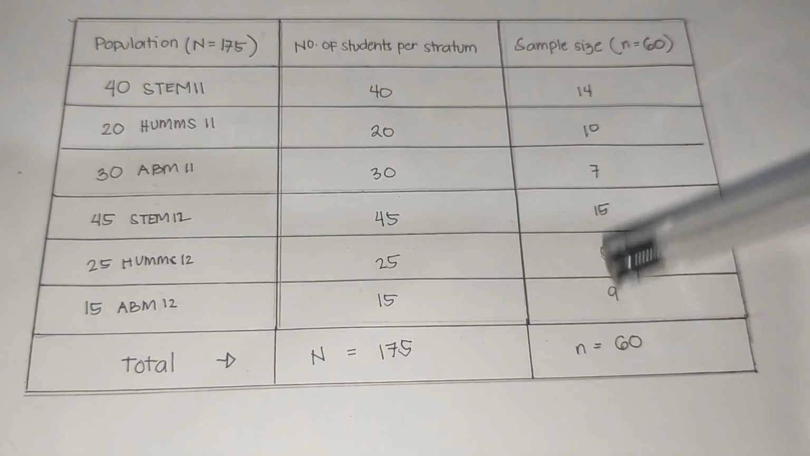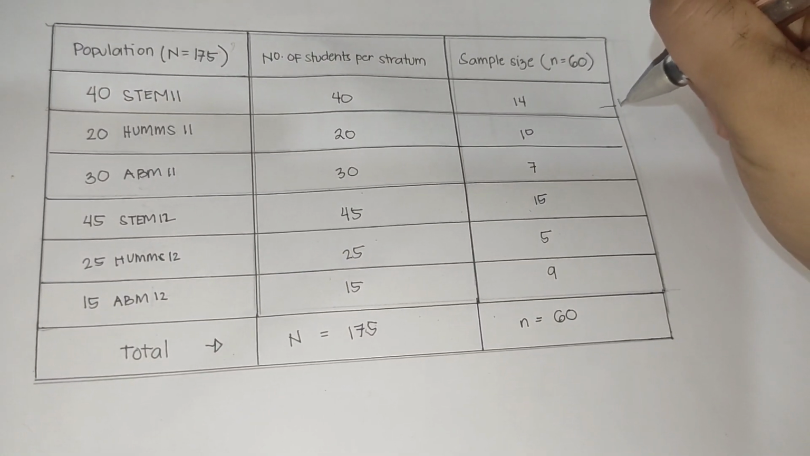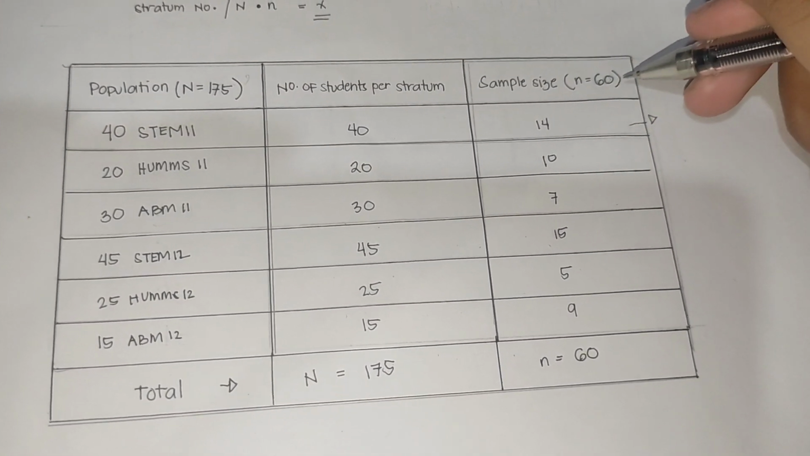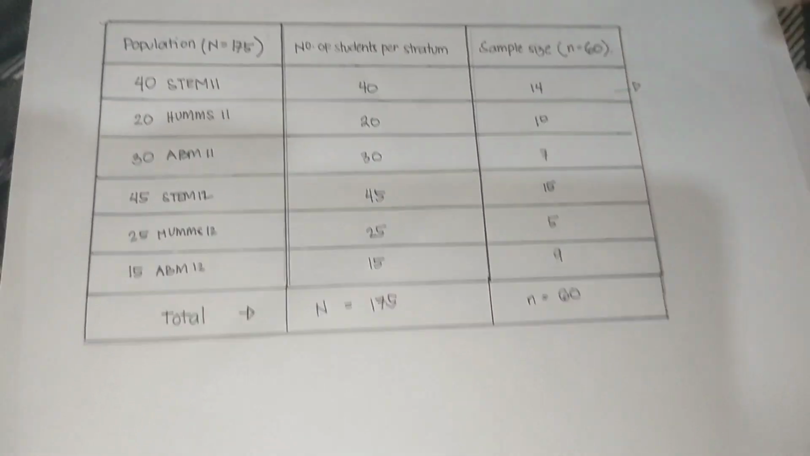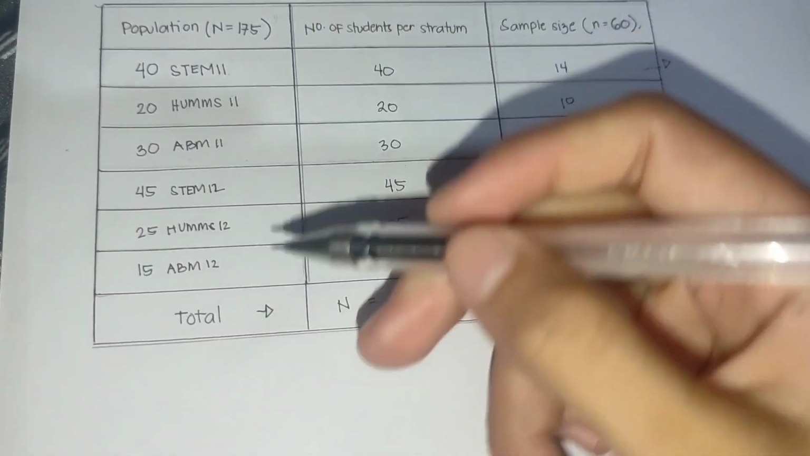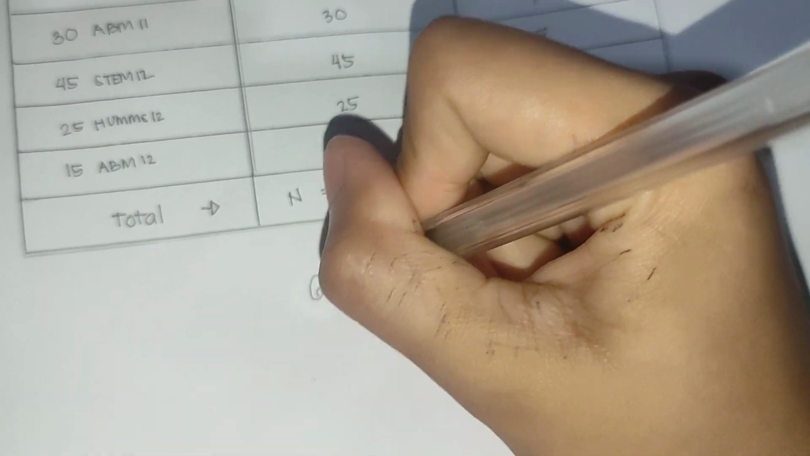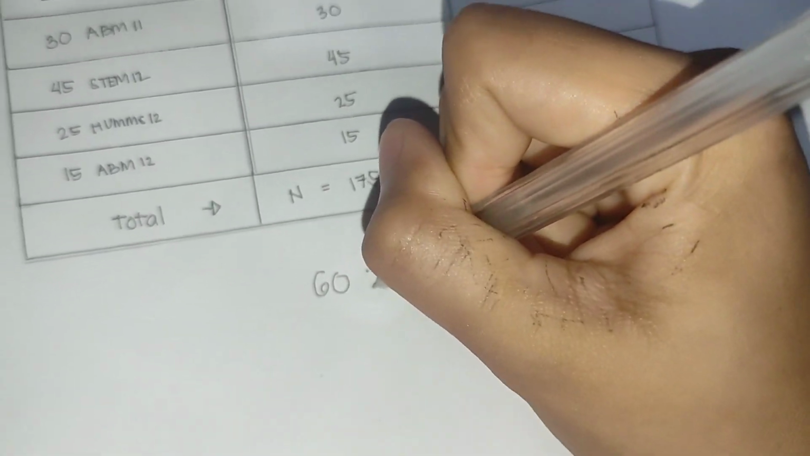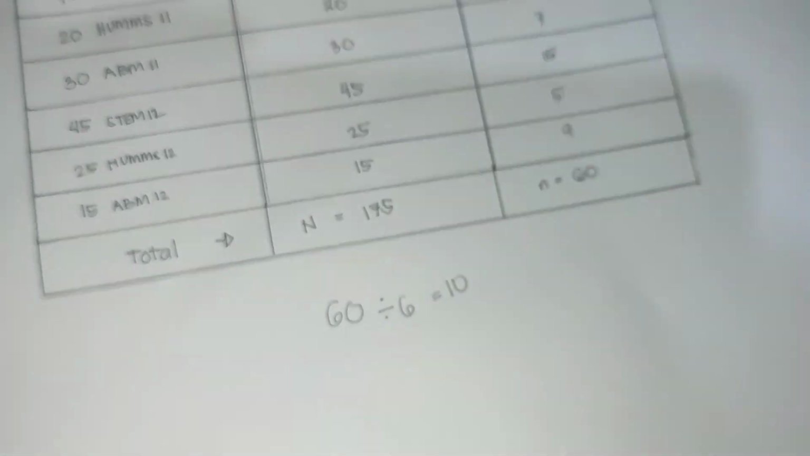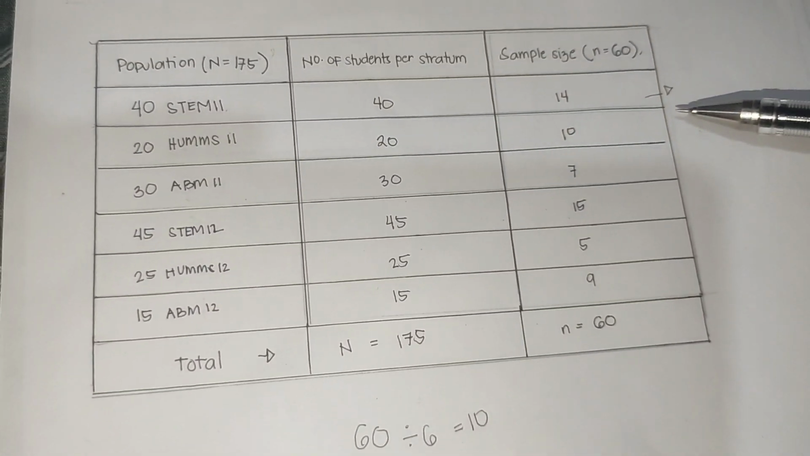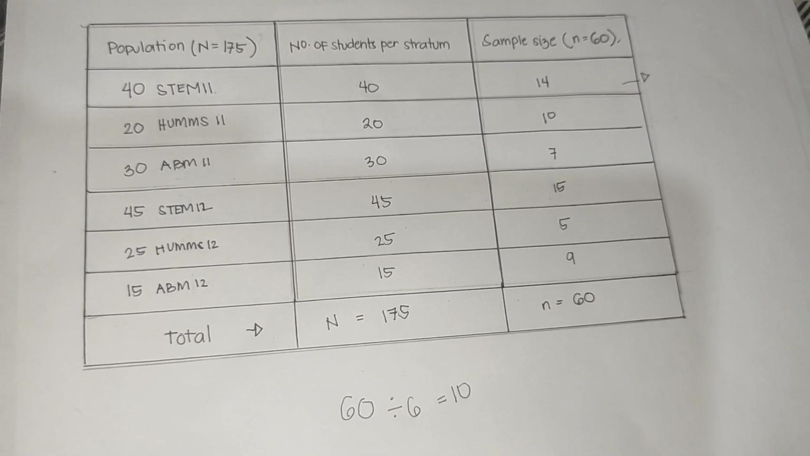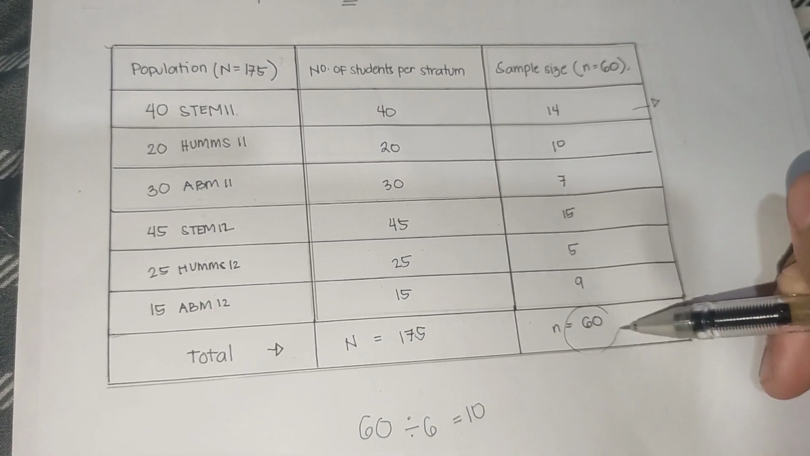And then there is another process that we call equal allocation. So we have a sample size of 60, and we have 1, 2, 3, 4, 5, 6 strata. So 60 divided by 6 equals 10. So we will have 10 sample students on each stratum. So we have the same answer.